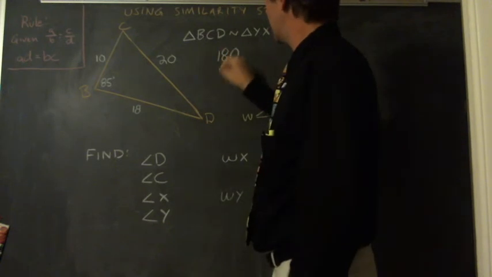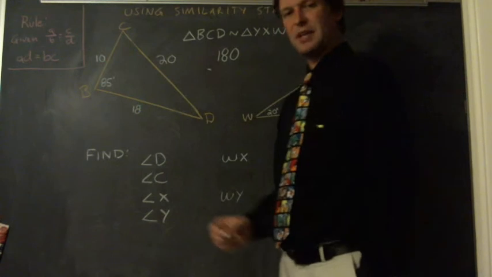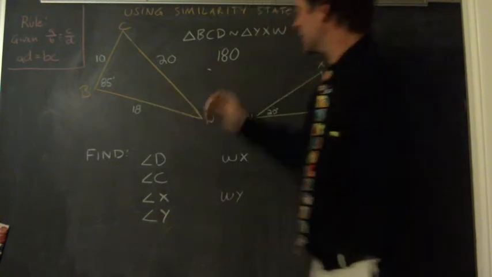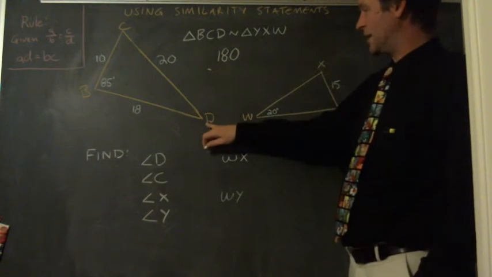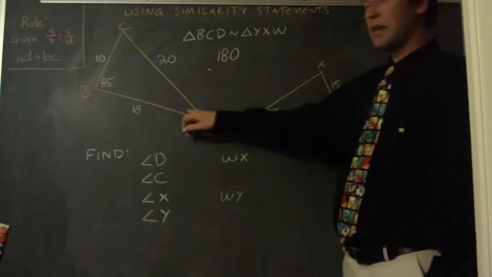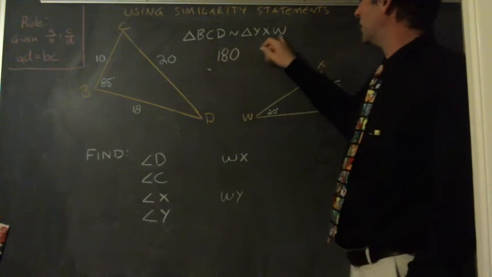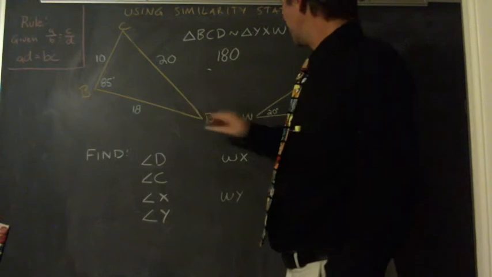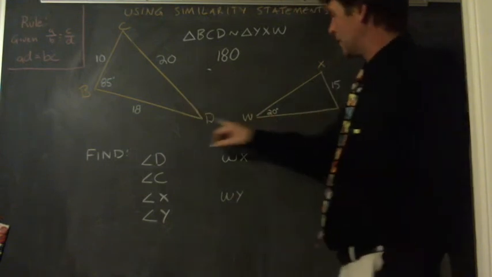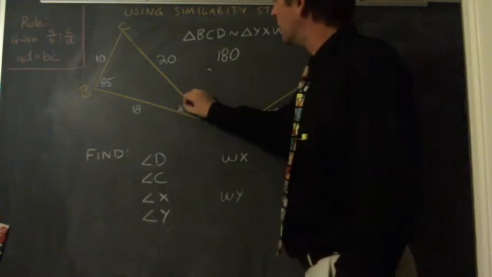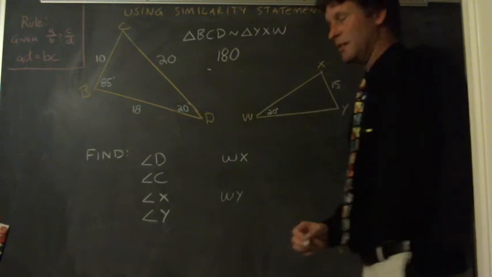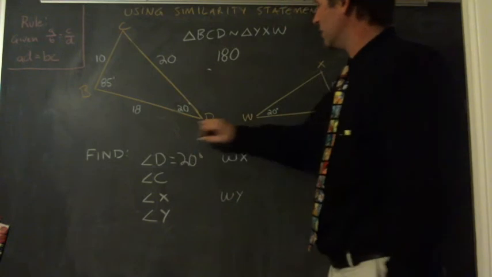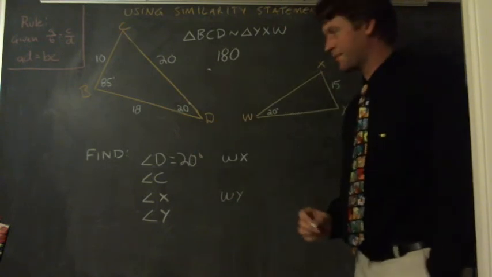180 minus, can't just do 85. Need to know one of the other two angles first. And luckily, because we have a similar triangle, angle D and angle W are going to be congruent. D is congruent to W. So that means that the 20-degree angle here is also going to make a 20-degree angle at D. So D is 20 degrees because corresponding angles in similar triangles are congruent.